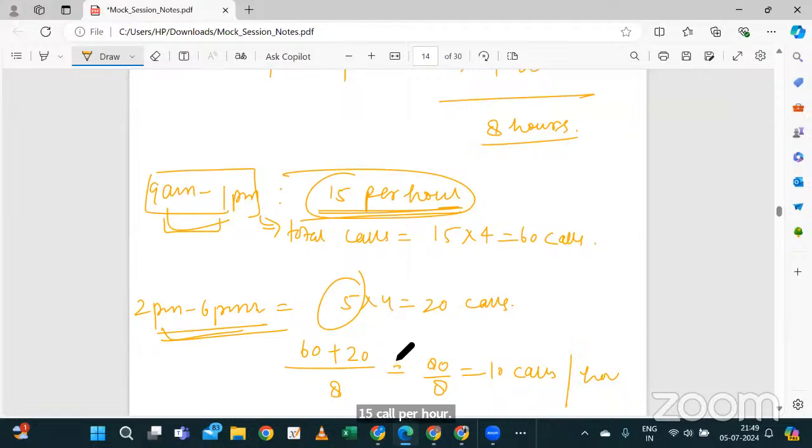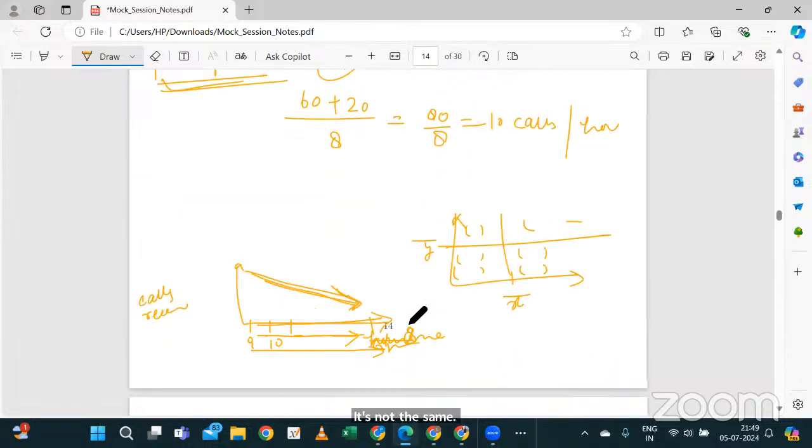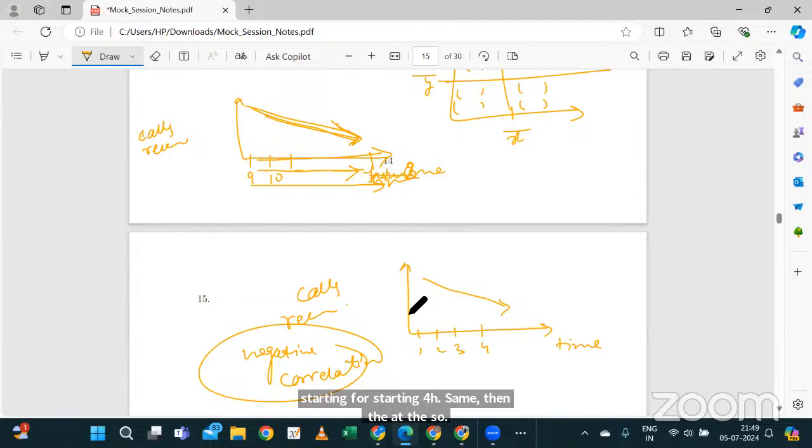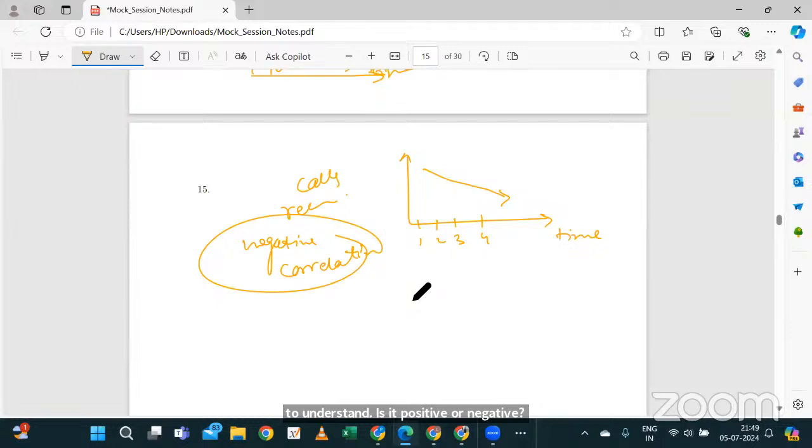For the starting 4 hours it is the same, but if you continue and observe the second shift also, for increasing time it is decreasing, right? It's not constant or increasing. Calls are going to decrease, right? But the aim of the question is to understand whether it is positive or negative. That's all. So it is negative, right? The answer is not anything else, it's negative. See, this is just a rough idea. Right? See, 15 calls per hour means what?